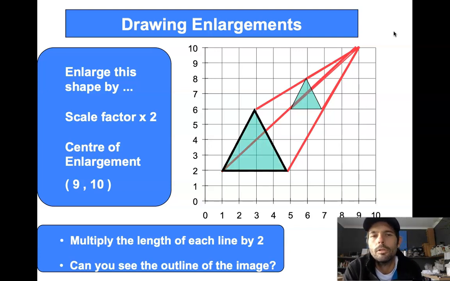Okay, so just notice the difference between enlarging from the center of origin, which is 0, 0, where we just doubled or tripled or multiplied the original coordinates by whatever the scale factor was. Here we're actually drawing lines and then doubling or tripling them depending on what the scale factor is. Remember, the scale factor can be anything. They can ask you to enlarge by a scale factor of 10, 20, 30. You'd obviously need to have a really big piece of paper, but there's no limit to the scale factor.